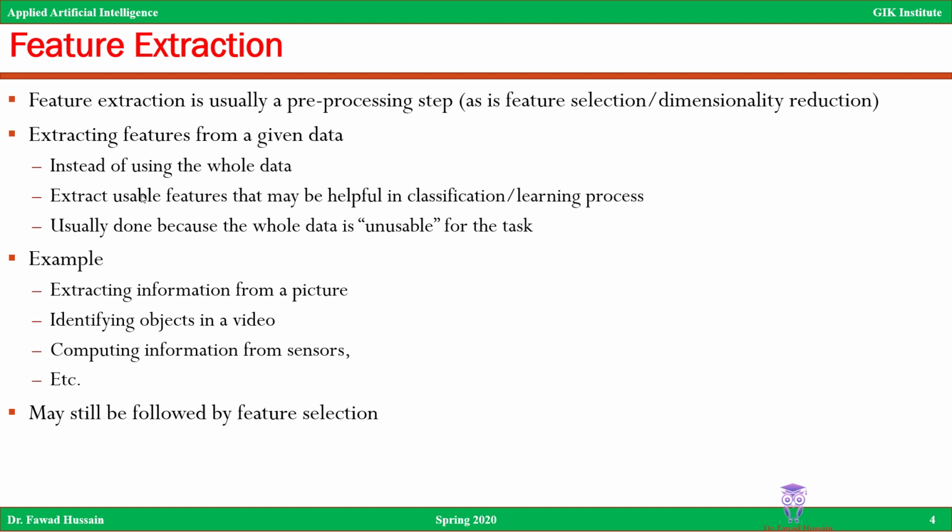Before we begin, let's differentiate between feature selection and feature extraction. The first one is feature extraction. What is feature extraction? Feature extraction is usually a pre-processing step, and it is extracting something from the overall larger part of the data. So instead of using the whole data, we extract usable features that may be helpful in the classification or the learning process. And it's usually done because the whole data is maybe unusable or is too large for the task we are performing. Whatever we are doing is usually associated with the task that we are performing. So maybe we are doing unsupervised learning, maybe we are doing supervised learning classification.